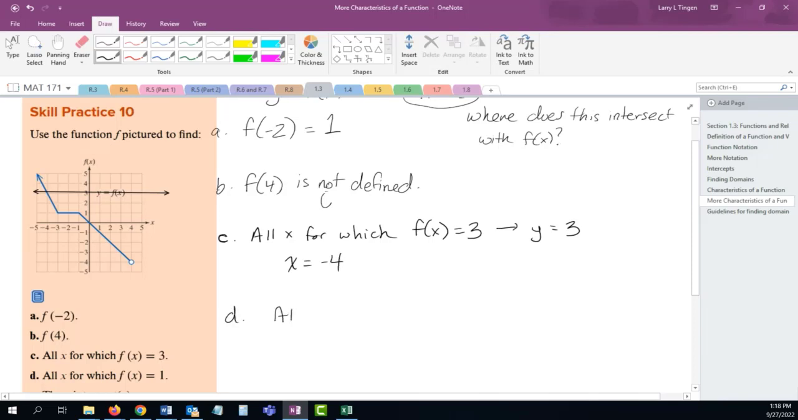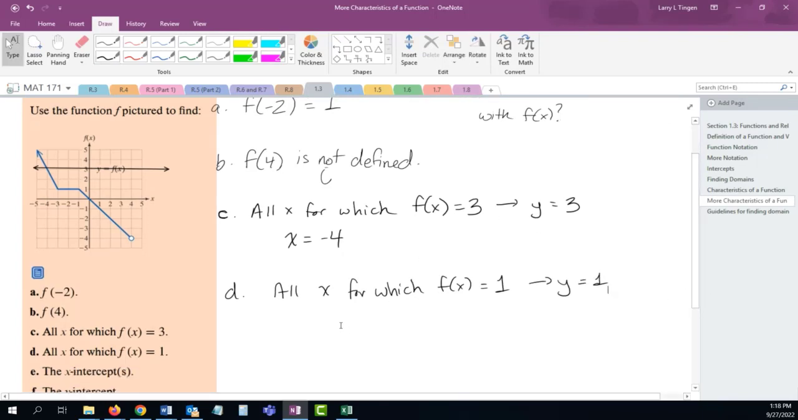For part D, all x for which f of x is 1. Again, when is y equal to 1? If I go over here to my graph and take a look, where y is 1, I've got an entire interval. I don't just hit once, I hit all the way across. So that starts at -3 and it goes until -1.